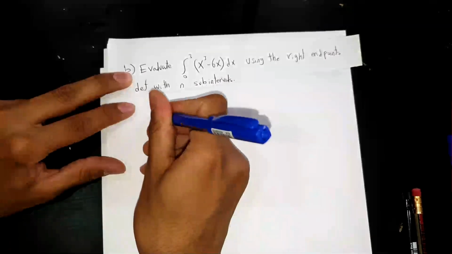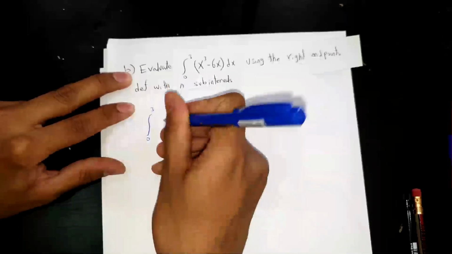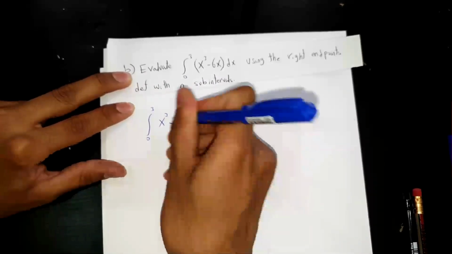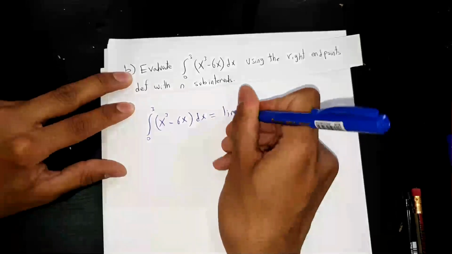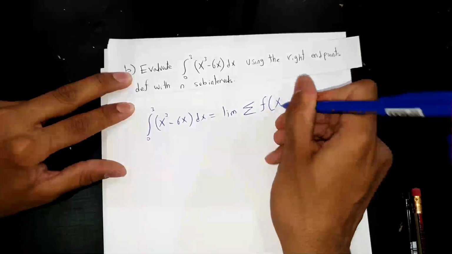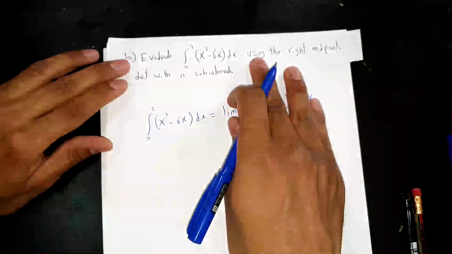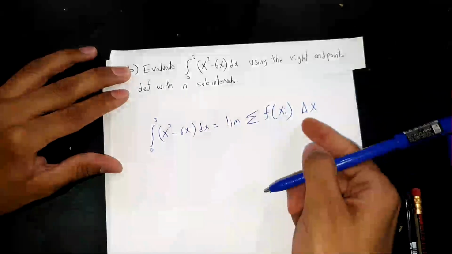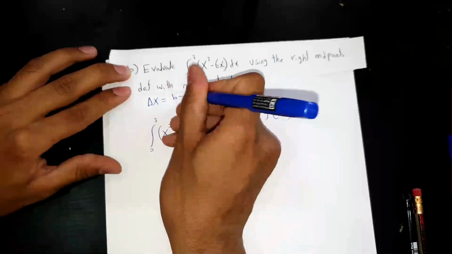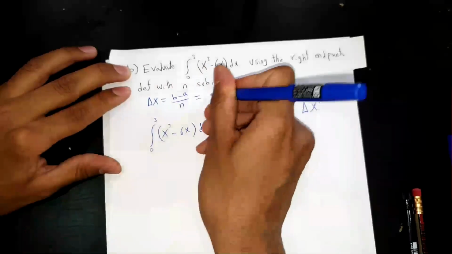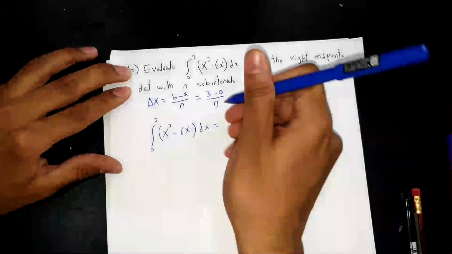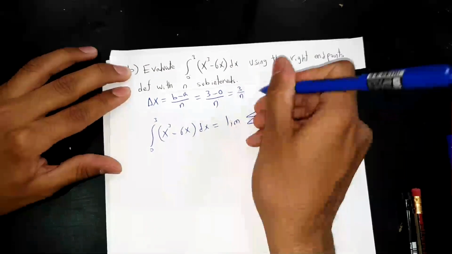The definition says the integral from 0 to 3 of x cubed minus 6x dx is equal to the limit of the summation of f of xi delta x. So let us have a step before this. What is my delta x? Delta x is b minus a over n, which is in this case 3 minus 0 over n. This is your b and this is your a. So which is equal to 3 over n.